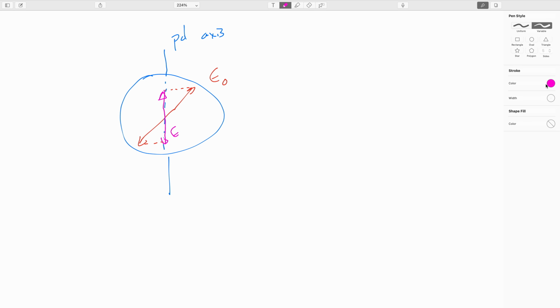Now, since the intensity goes as the square of the electric field strength, this bit right here, if this angle here is theta, then this new electric field strength will be the old one times the cosine of theta. So squaring, that's going to give us that our new intensity is equal to our incident intensity times the cosine squared of theta.